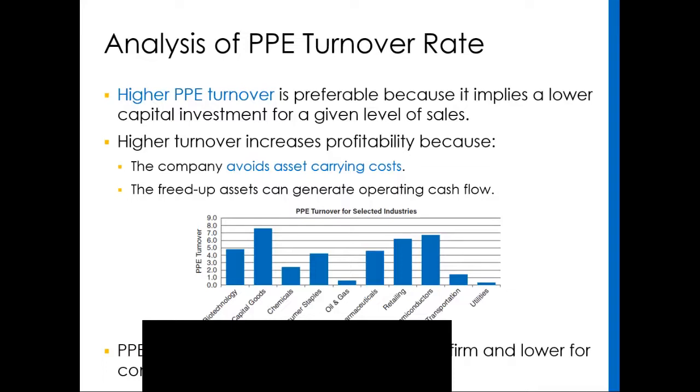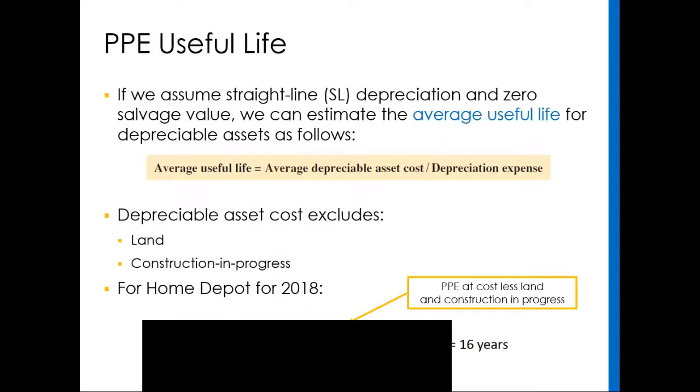Okay, so we're looking at PPE turnover rate. We also have useful life, with straight line depreciation and zero salvage. We can estimate the average useful life for depreciable assets. So we have average depreciable assets at cost divided by depreciation expense. This is another one of those ratios that's saying, on average, how long do our assets last? Taking our depreciation expense and the value of the assets, I'm taking the average of the equipment in the numerator and the expense in the denominator, but I'm looking at how many years it can go.